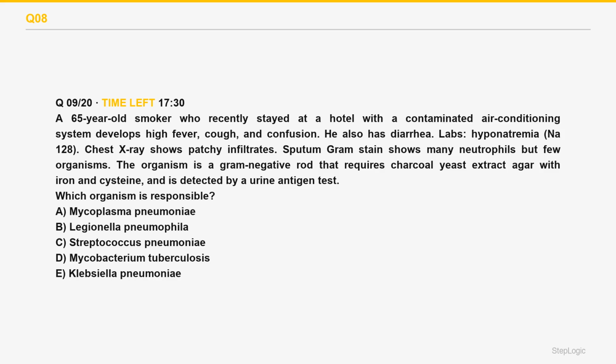Which organism is responsible? A 65-year-old smoker who recently stayed at a hotel with a contaminated air conditioning system develops high fever, cough, and confusion. He also has diarrhea. Labs: hyponatremia, Na 128. Chest x-ray shows patchy infiltrates. Sputum stain shows many neutrophils but few organisms. The organism is a gram-negative rod that requires charcoal yeast extract agar with iron and cysteine, and is detected by a urine antigen test.